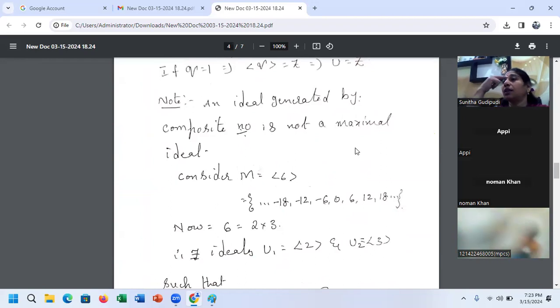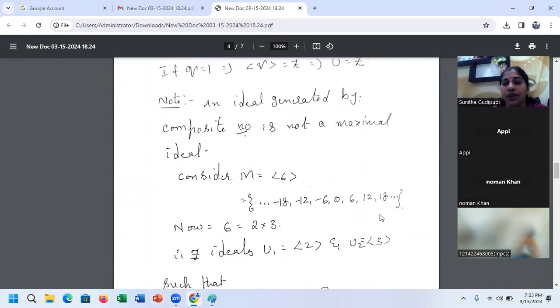Now, what is the other conclusion you can draw here? If it is generated by a prime number, it should be maximal. If it is not generated by a prime number, it should be a composite number, you can say.